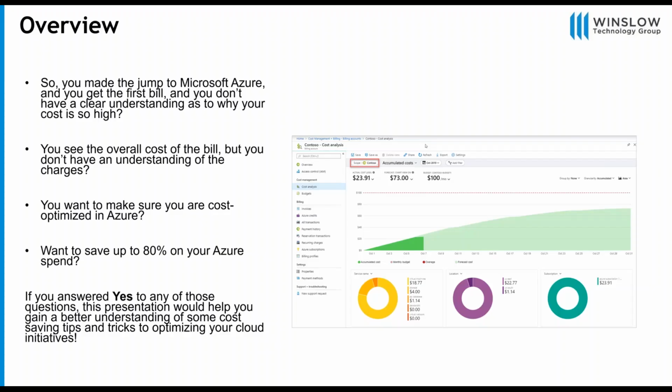Just as an overview, if you're making the jump to Azure, you're looking at that first bill, or you've gotten several bills at this point, and you're thinking in your head, why is the bill so high? I'm looking at the overall cost of the bill and I don't understand the charges. Are you getting cost optimized at the end of the day? And from another standpoint, if you're looking to save some money within Azure, there are ways that you could save up to 80% on your Azure spend. If you answered yes to any of those questions, then the presentation we're going to go through is really going to give you a better understanding of that and some tips and tricks along the way too.